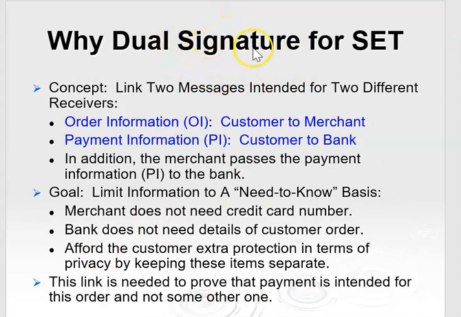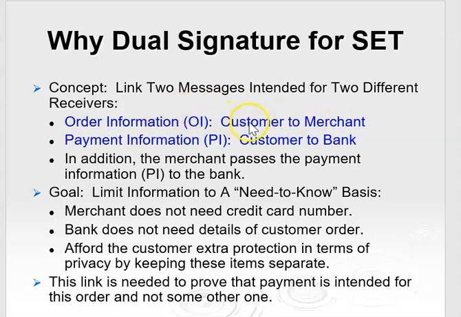Now why is a dual signature required? For example, the merchant does not require the credit card number. Similarly, the bank does not require the details of the customer order. The customer order is only required by the merchant, and the credit card number will be required by the bank. So on a need-to-know basis, the dual signature is generated to link two messages with two different receivers.